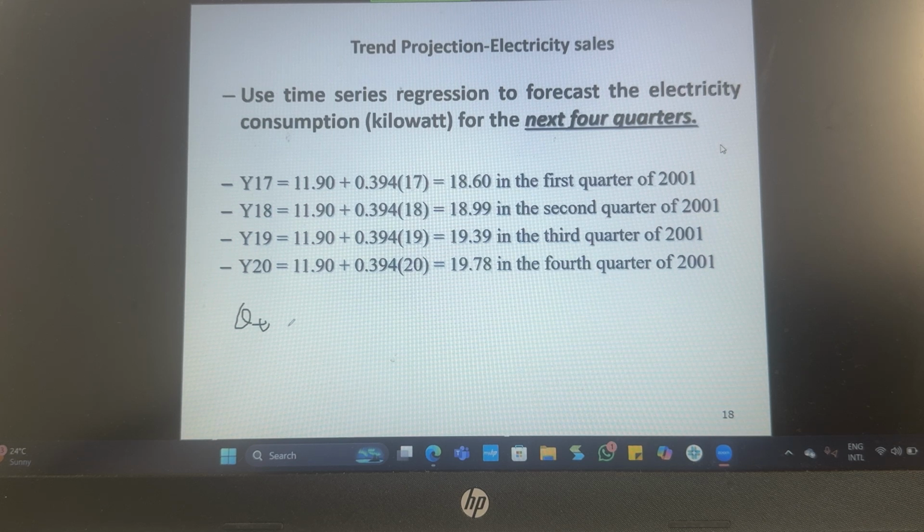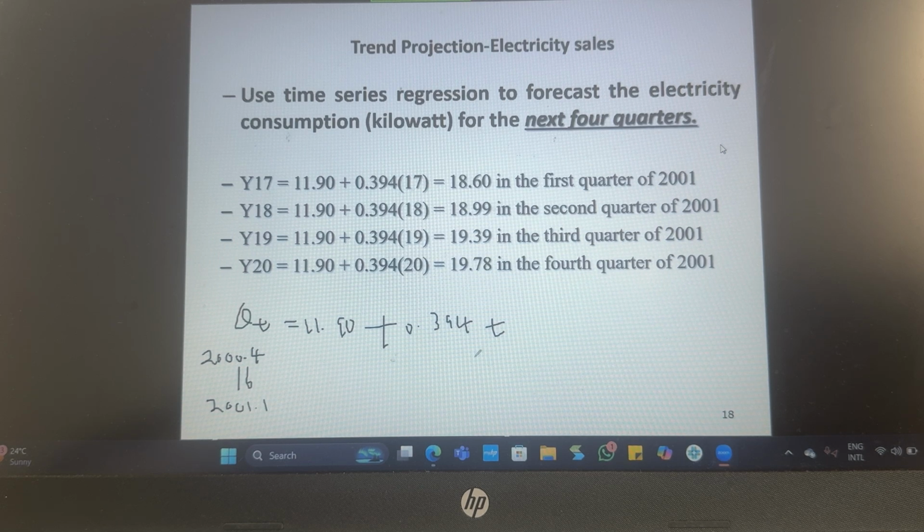Qt is equal to 11.90 plus 0.394 T. This is how it should come. Okay. Now we have the data period up to 16. 16 is the year 2000 quarter 4. Suppose that we want to get the forecast for 2001 first quarter.